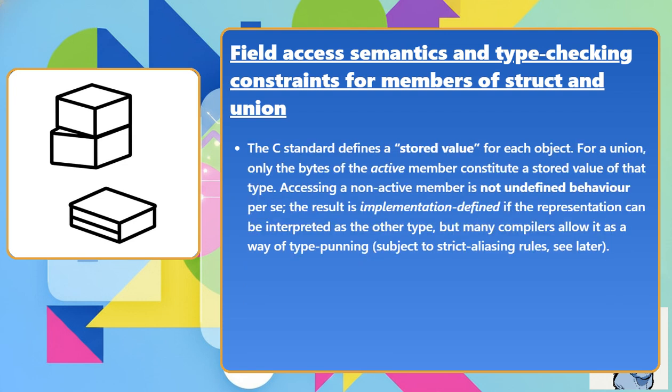The C standard defines a stored value for each object. For a union, only the bytes of the active member constitute a stored value of that type. Accessing a non-active member is not undefined behavior per C. The result is implementation-defined if the representation can be interpreted as the other type, but many compilers allow it as a way of type punning, subject to strict aliasing rules, see later.